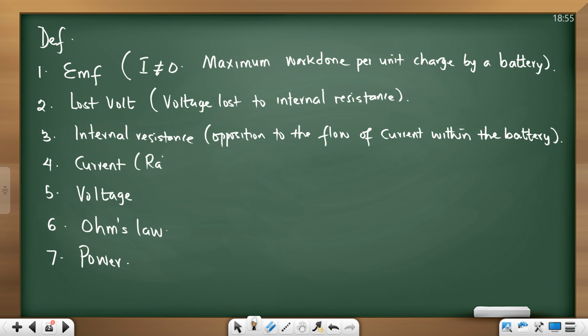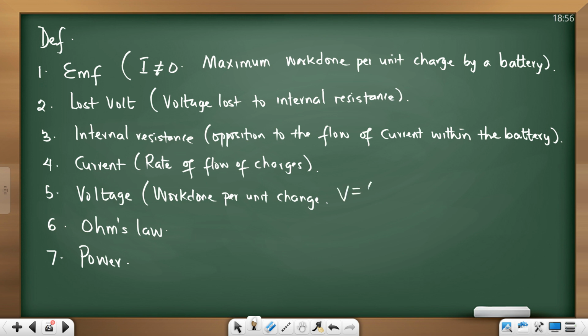What is current? Flow of charges. What is voltage? Work done per unit charge. Guys, I've taught you how to use the formula page to define, because I know that V equals W over Q. So the only difference between voltage and EMF is that I'm adding the battery to it. What is Ohm's law? Voltage and current are directly proportional at constant temperature.